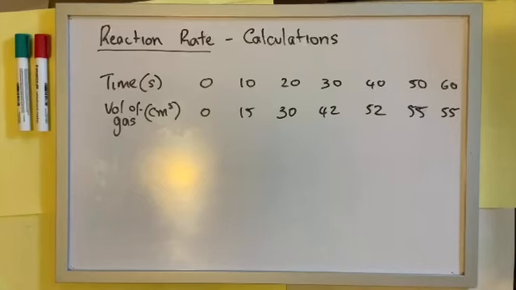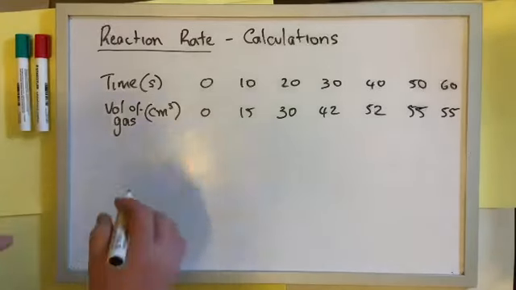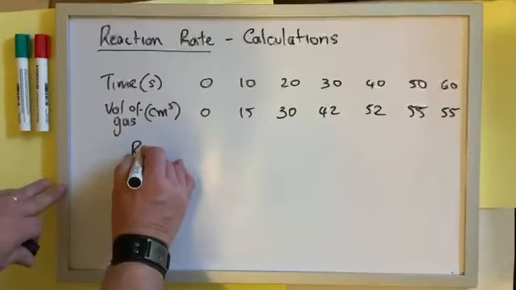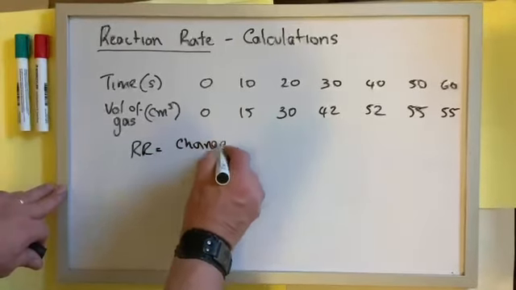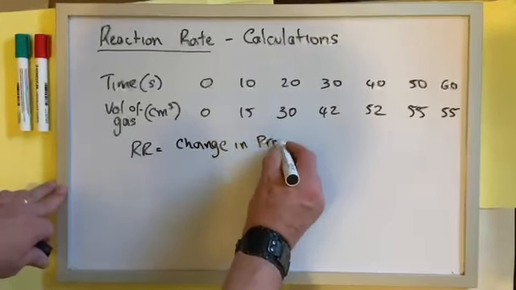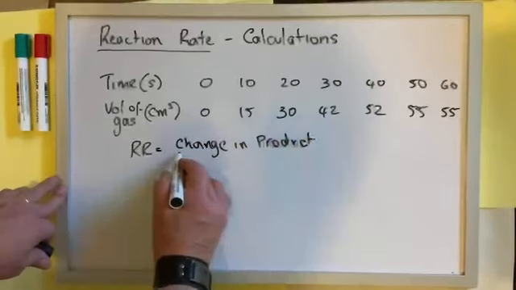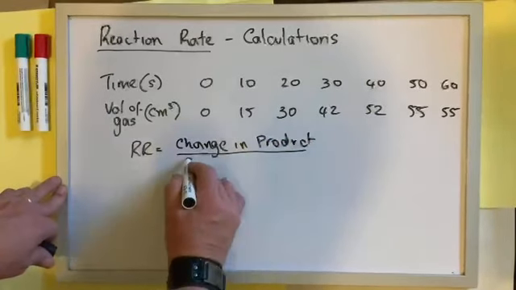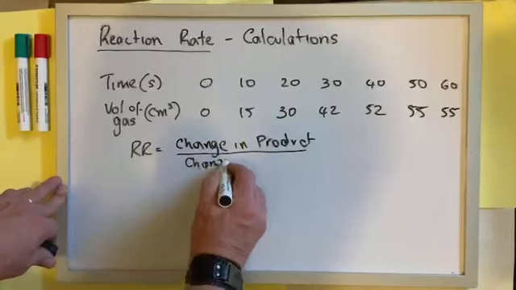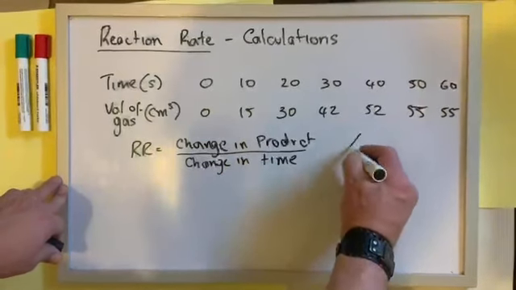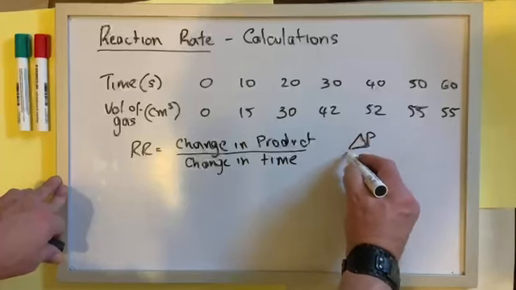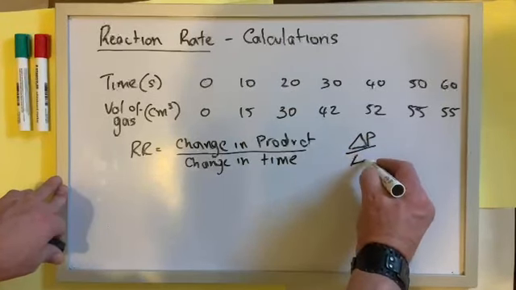The equation that is used for reaction rate is in the front of your data book, and it is: reaction rate equals change in product divided by change in time. It's often written as delta P divided by delta T.